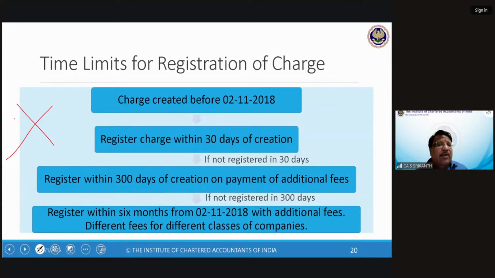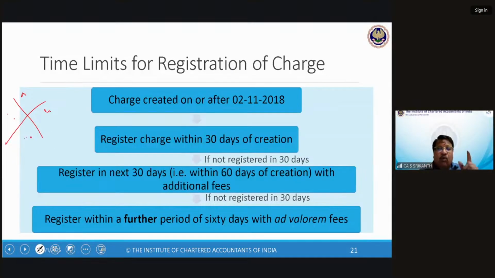So he also could have done it by paying the additional fee. He could have collected it from the company. He also did not do it. Then the law gives you another 60 days. Meaning what? A further period of 60 days. But now the fees will not be an additional limited fee like 500,000. It will be ad valorem, meaning it will be based on the value of the charge. Suppose you are borrowing 20 crores, this may be 0.5%. It's huge.